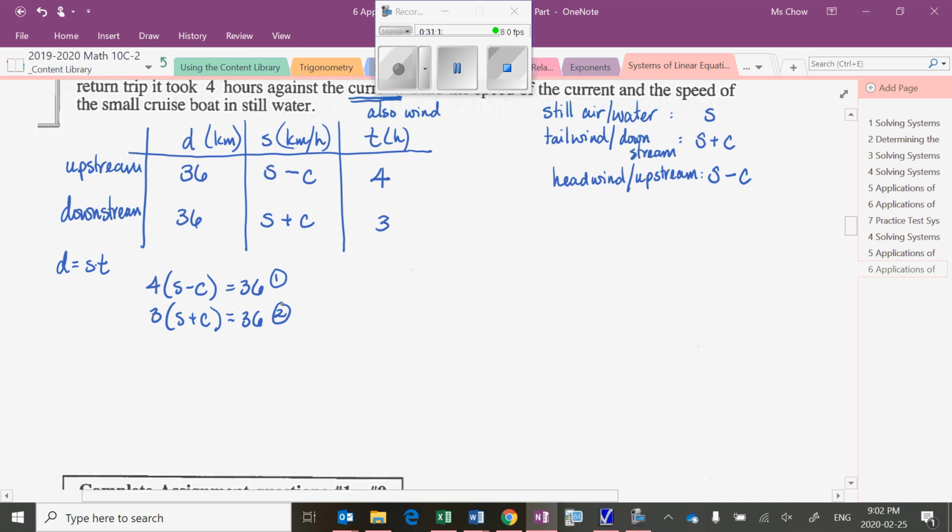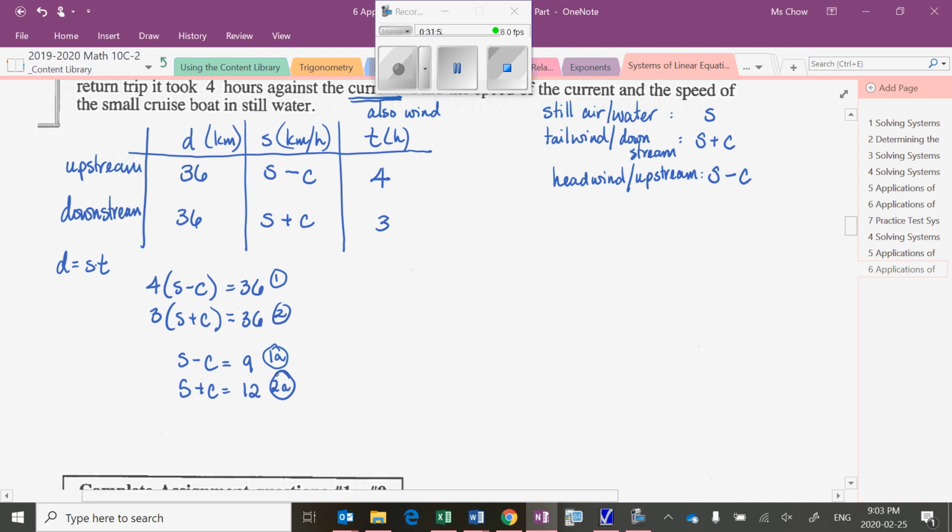So let's expand both of those, or alternatively, we can simplify. It's handy because 36 is divisible by 4. If I divide both sides of equation 1 by 4, then I have s minus c is equal to 9. That's a new and improved number 1 in smaller numbers. Same thing with equation 2, because 3 goes into 36. Conveniently, we can divide left side and right side by 3. So then s plus c is equal to 12. And that's a nice equation 2.